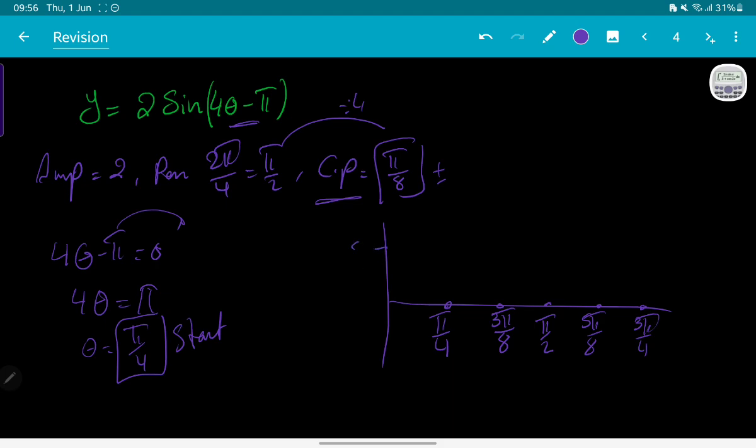Then the amplitude is 2. It's negative 2 down and 2 up. We start here because it's sine. We go up because it's positive. Here, here, here.